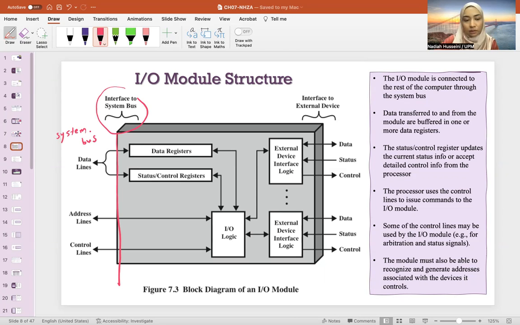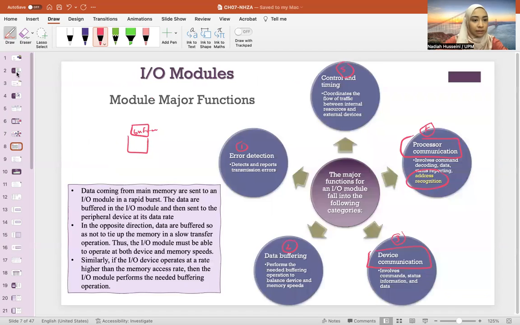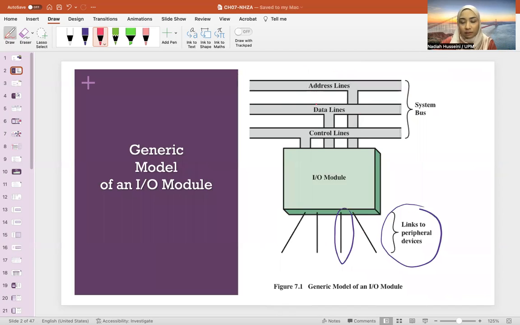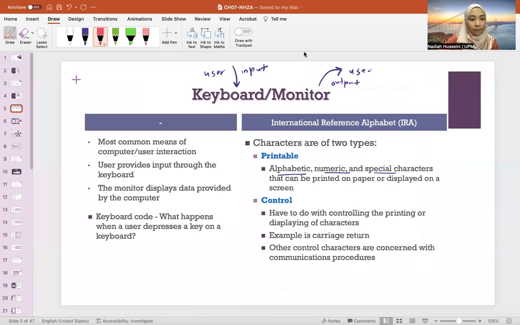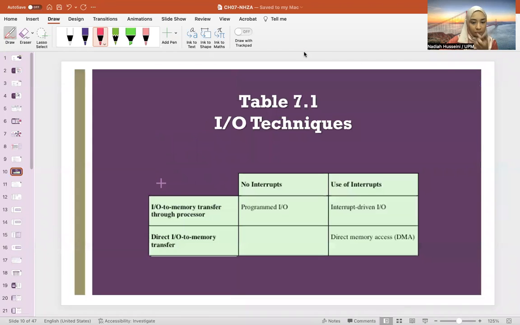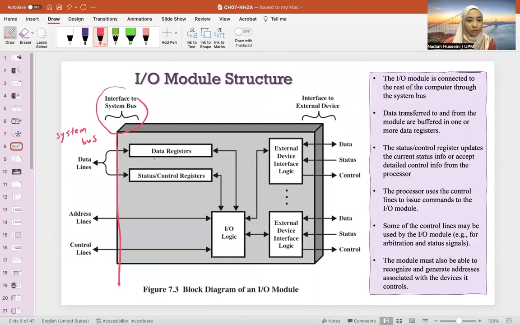Okay, let's go back and try to relate this. We have the data, address line, and control line. Let's go back to the first slide. You have your data, address line, and control line. So basically it's the same, but it looks different. So don't get confused. This is exactly the same. So this is your system bus. In the slide just now, they just said system bus interface, and they had lines like this. Okay, so it's just a different diagram, but it's the same thing. Okay, let's go back to that. Okay, so this is the one that we talked about, the system bus interface.